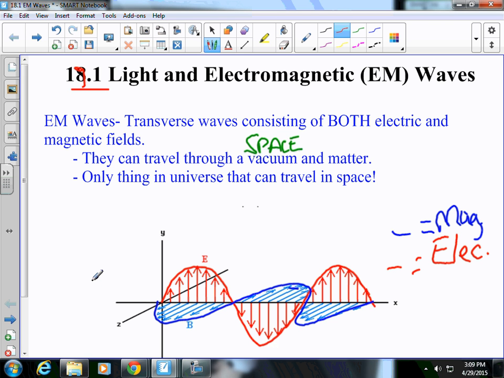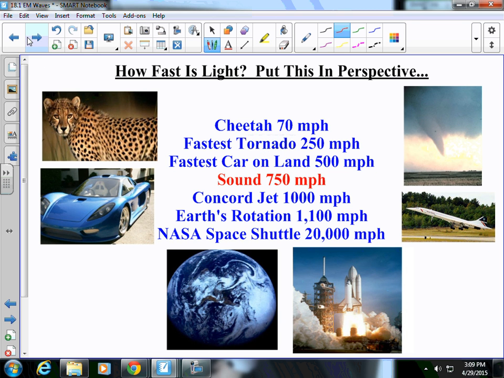What makes these waves really cool is, unlike sound, which needs a medium to go through, electromagnetic waves do not need a medium to travel through, so they can travel through a vacuum or space. So electromagnetic waves are capable of traveling through space.